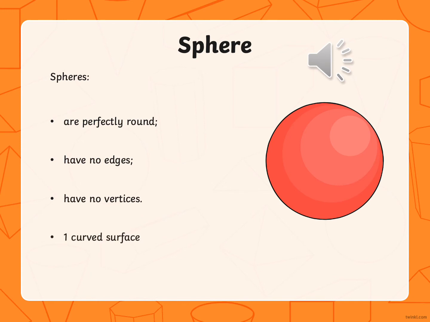Next up is a sphere. Spheres are perfectly round. They don't have any edges, they don't have any vertices, but they have 1 curved surface.